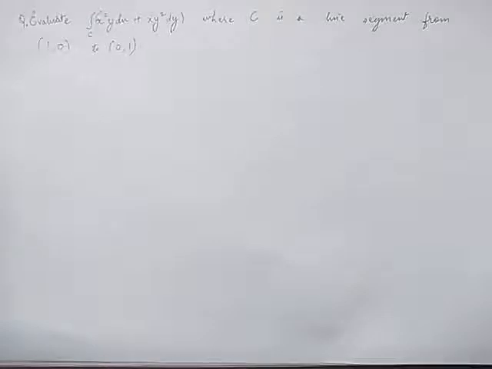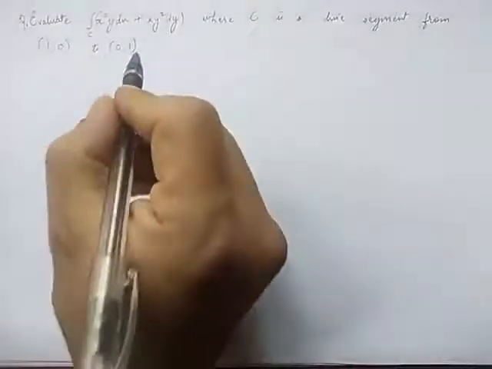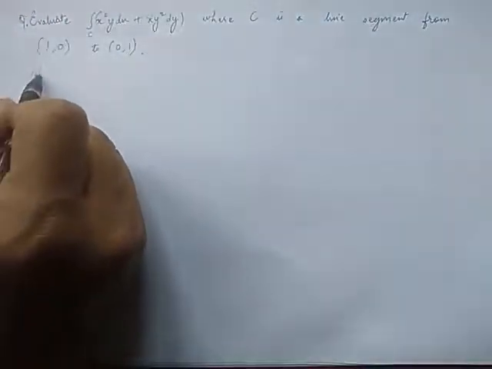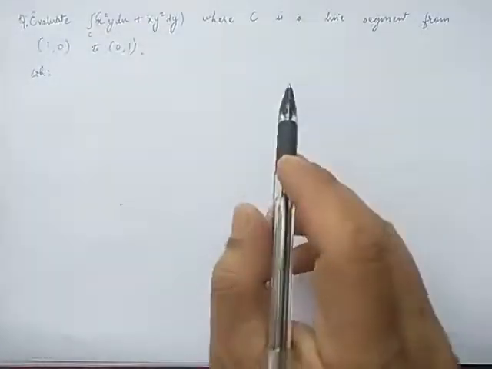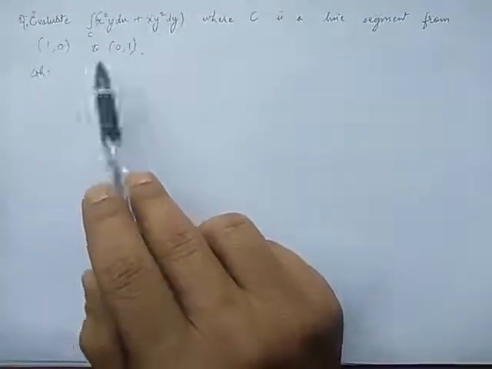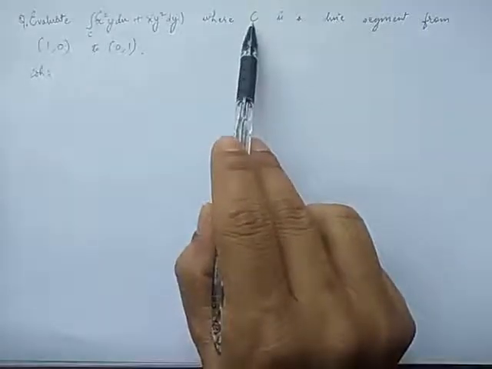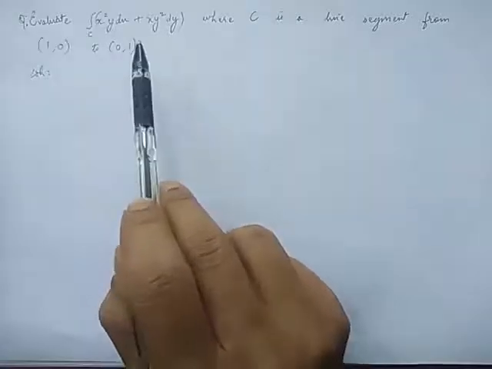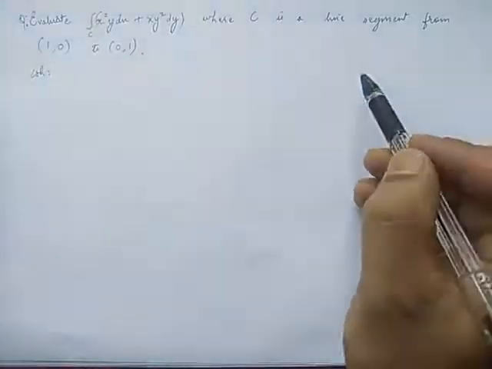Evaluate the integral over C of x squared y dx plus x y squared dy, where C is the line segment from (1, 0) to (0, 1). So let's try to solve this example. First we have to see the path. The path is a straight line from (1, 0) to (0, 1). So let's try to draw that one.